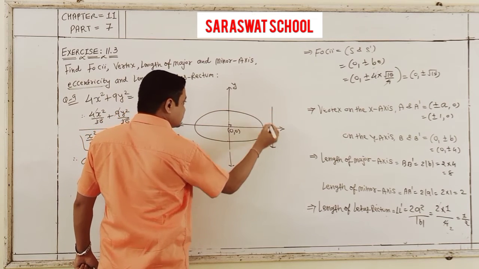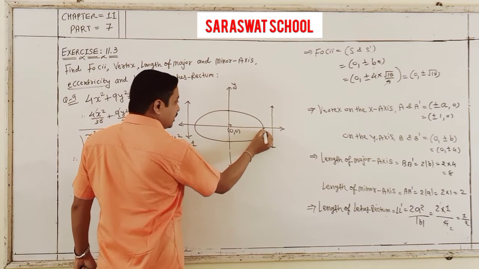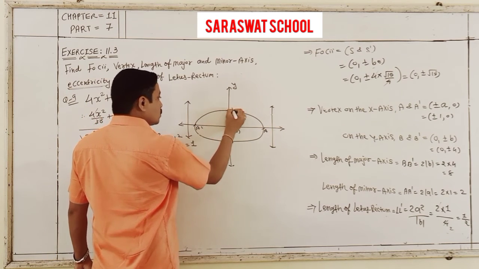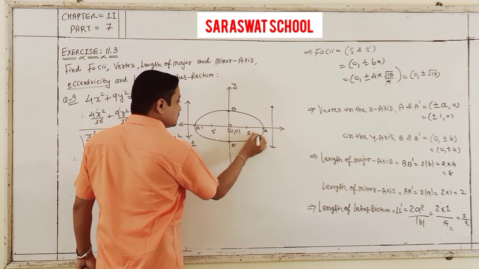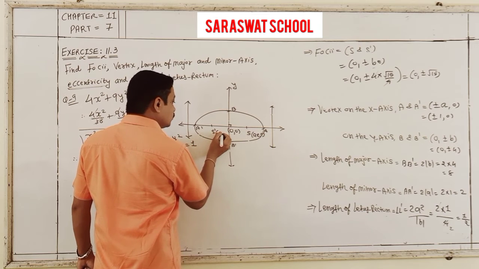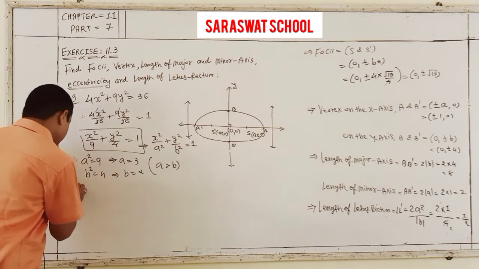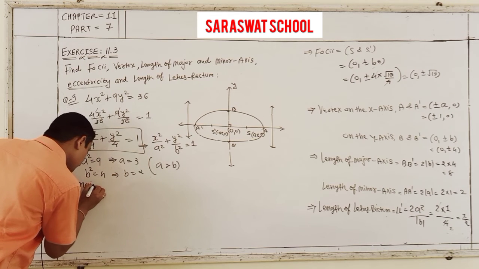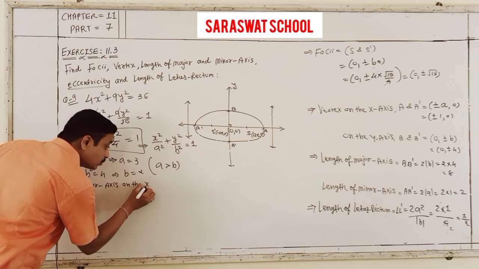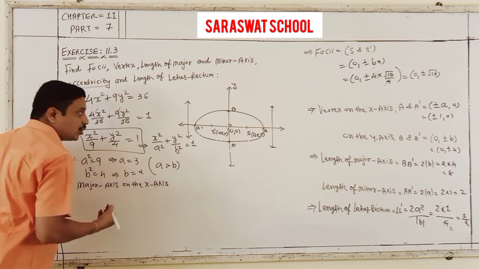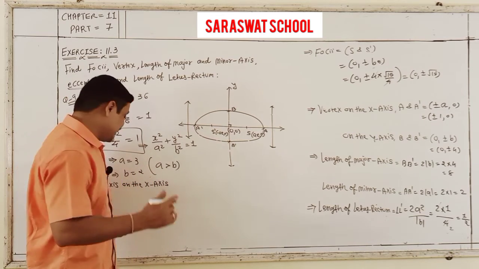Here are two directrix. Draw it compulsorily, roughly, in the exam also. A dash, B dash, and the foci S and S dash: a comma 0, minus a comma 0. Very easily here you write down: therefore, major axis on the x-axis. Surely, because you have to know the condition a greater than b here.